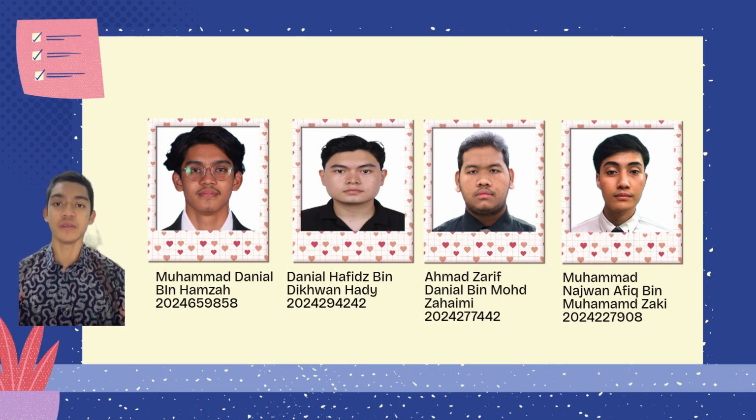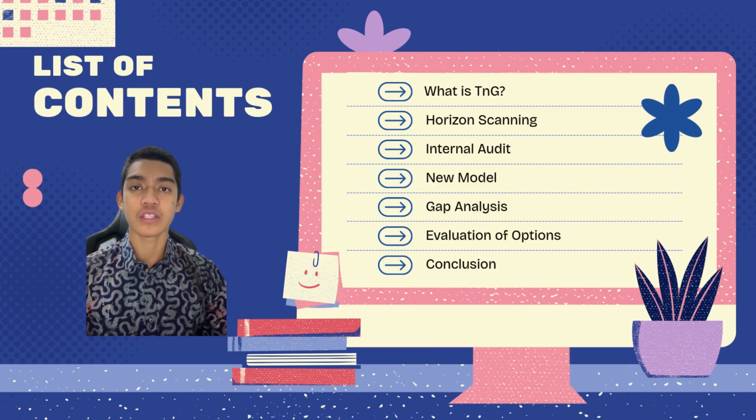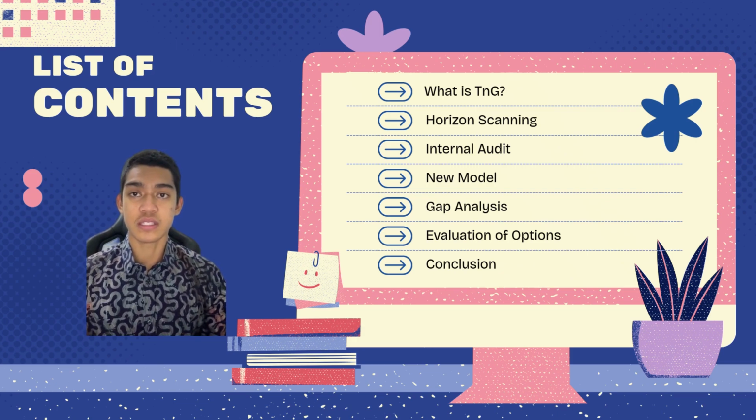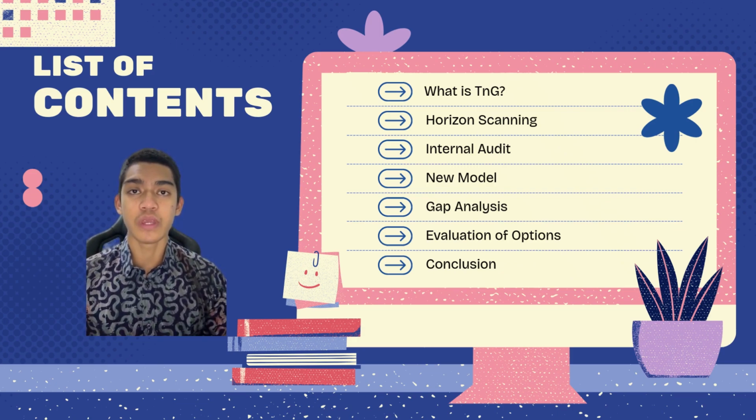Now, let's begin. Before we go any deeper, I will explain what topics will be covered in this video. Starting with what is Touch and Go. I will be explaining what the Touch and Go company is and what their company focuses on. After that, we will be explaining the work process practiced by Touch and Go company and relate them with the HINGE analysis process. The first analysis factor is horizon scanning.